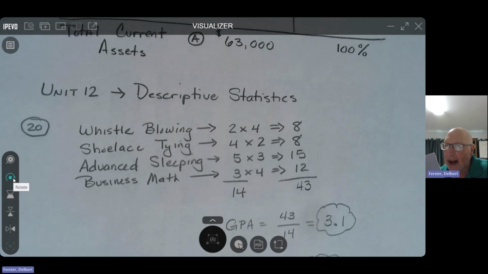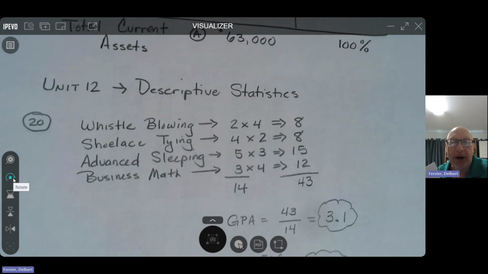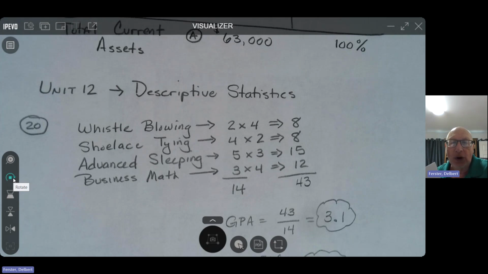To get your grade point average, we need to sum 2 columns. The number of credits, that's 14. And we also need to know the sum of those quality points that are earned, and there's 43. You will calculate grade point average by simply dividing 43 by 14. And this cat's got an average, good old Carl, of 3.1.